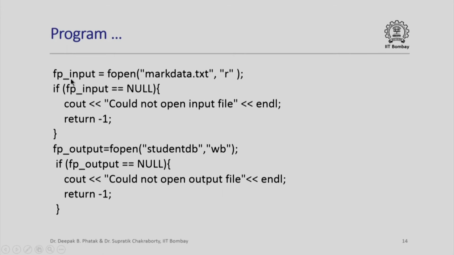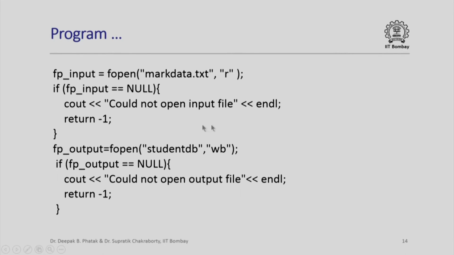We know that fp_input is to be associated with the markdata.txt file, which we had created last time, but this time the file is opened in the read mode, that is an input file. Of course, if the file pointer is null, we give an error message and return.